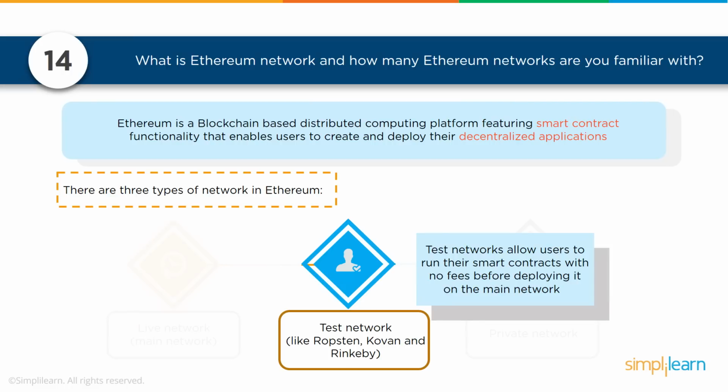Test networks allow you to run your smart contracts on a testnet and validate the gas which is being used. You can just use these test networks as the mainnet, deploy your contracts, verify your decentralized application, and then move on to the mainnet.